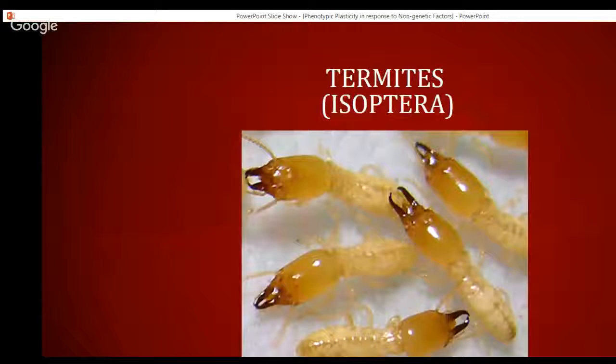We're also going to be using termites as one of our groups for the study. Termites are not in the same group, they're in the Isoptera group, but they have many things in common with Hymenopterans, including social structure, caste types, and abundance.